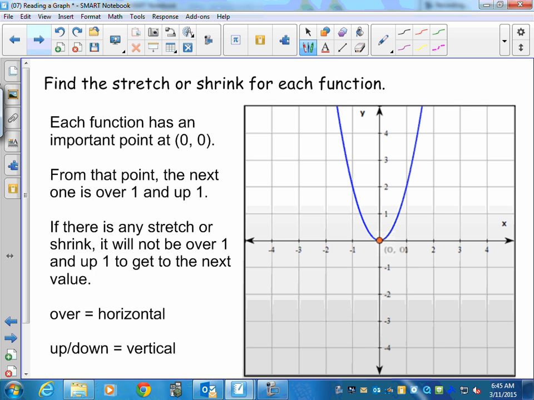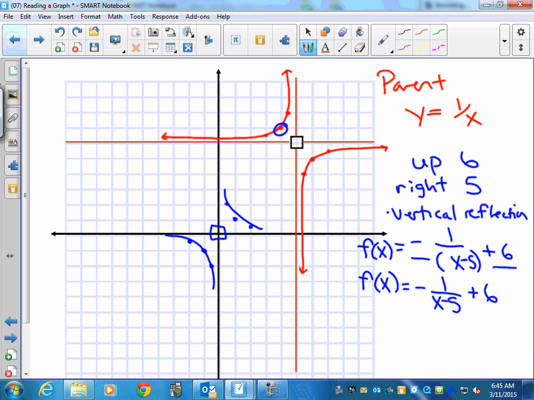Now, when we deal with stretches and shrinks, there's a little bit more involved here, but we want to look at and describe what's happening. We always want to start with that 0, 0 point. Every parent function has that point either as the center of the graph or as the asymptote lines where they connect. When we look here, the 0, 0 is not a point on the graph, but it is the center of the two wings of the butterfly.